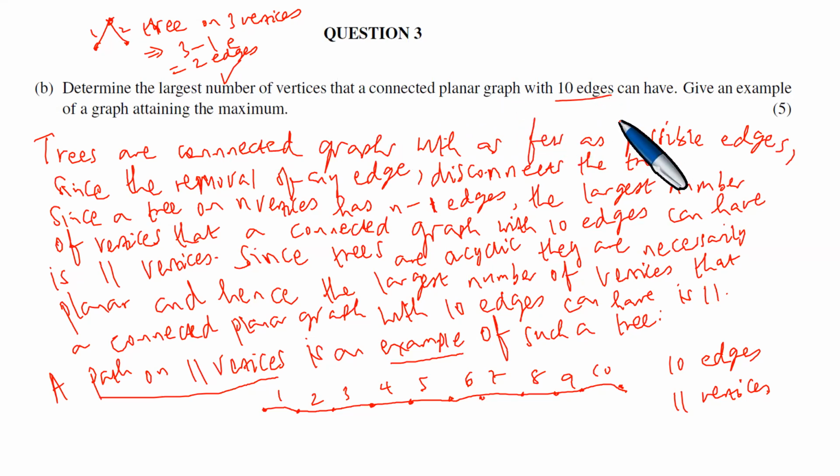Because trees are planar, they were an easier way out of this question, because trees are easy to characterize. You just look at the number of vertices, and the edges are just one less. But it does not apply to just any other general graph.